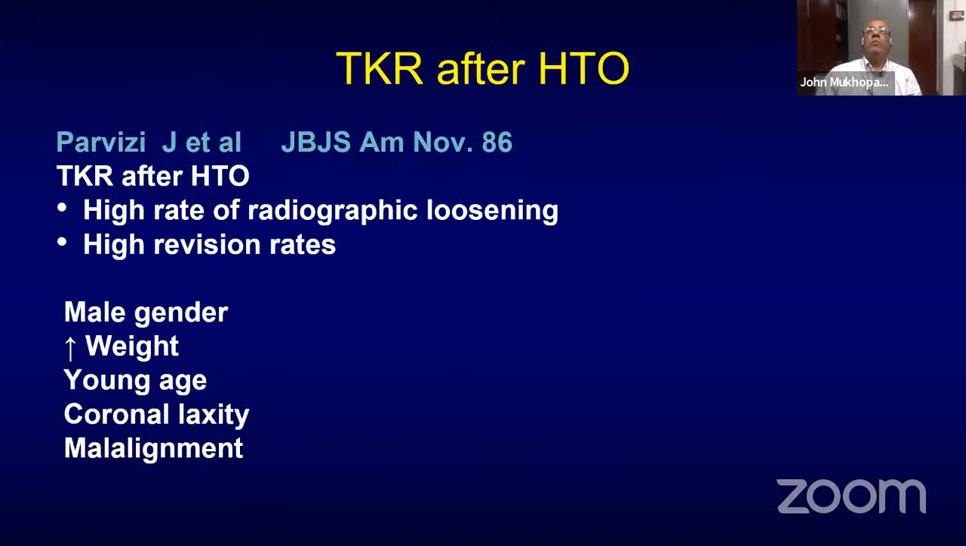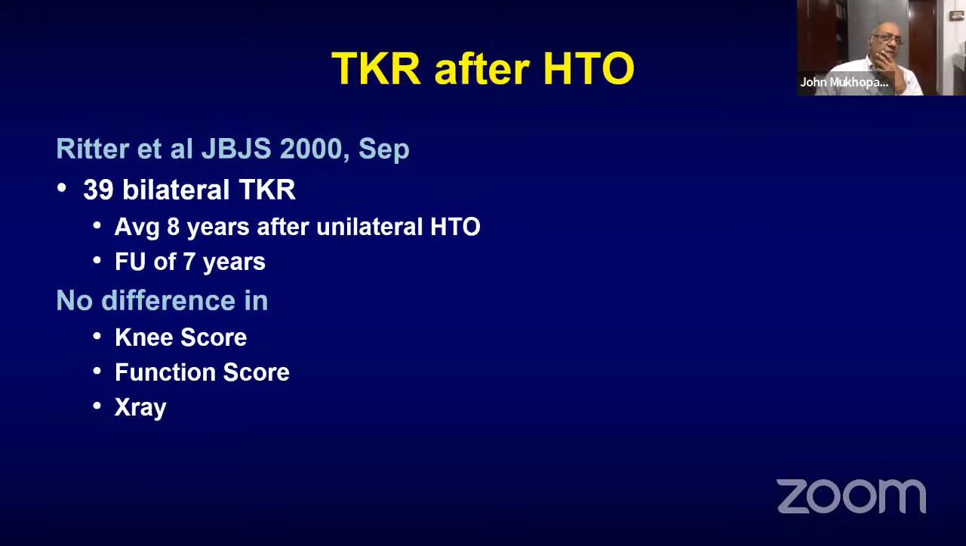Now what about TKR after HTO? Parvizi et al. published in '86 that if you did a TKR after an HTO, there was a high rate of radiographic loosening with high revision rates. So this paper became a standard to say that if you did an HTO, you had problems if you then had to do a total knee replacement later, which was a natural consequence of the progression of the osteoarthritis. You can slow it down, but you don't completely change the course of the disease.